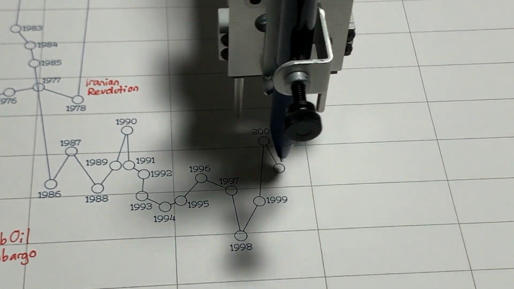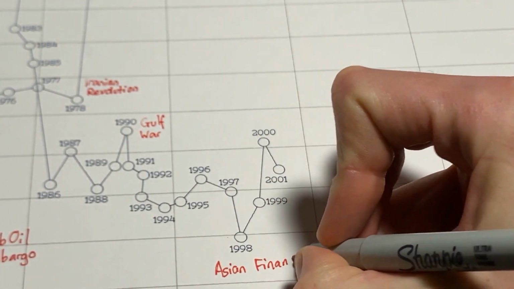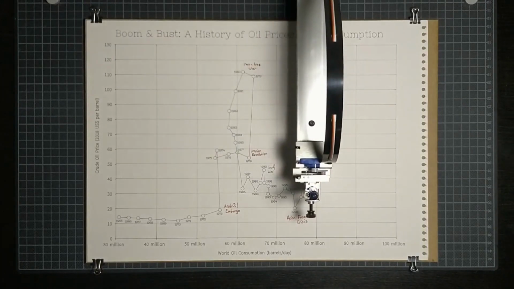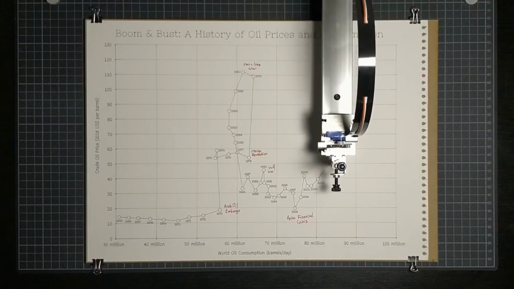But there was something new happening behind the scenes. China and India were industrializing fast, and their growing wealth and appetite for oil, combined with new tensions in the Middle East and a few other factors, caused prices to start rising again.